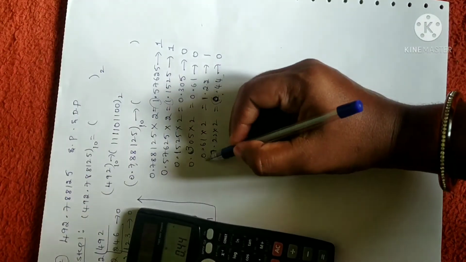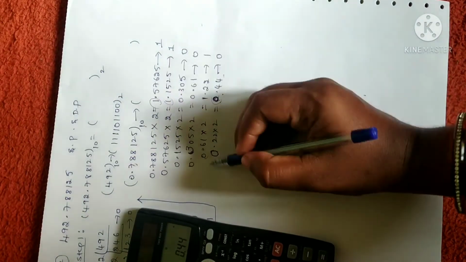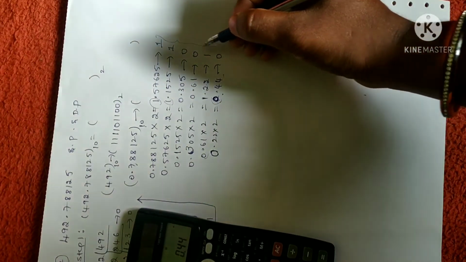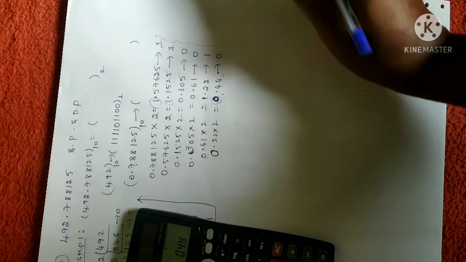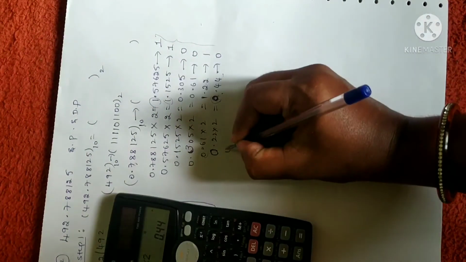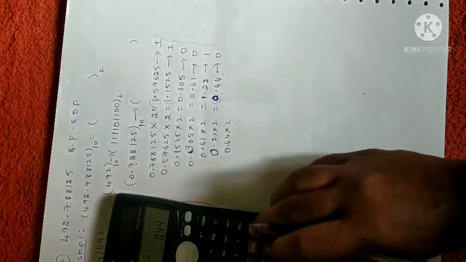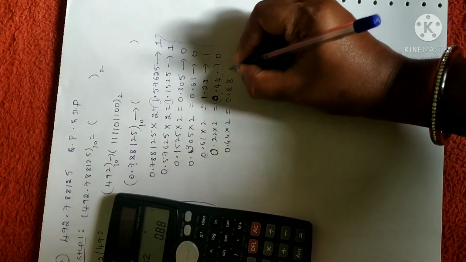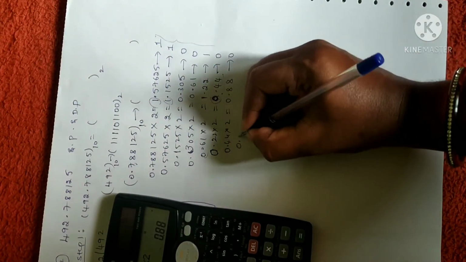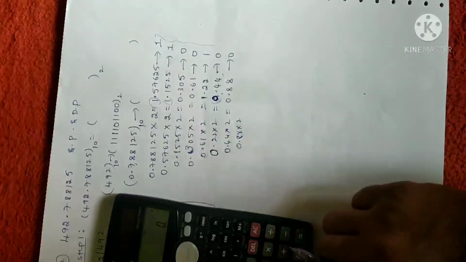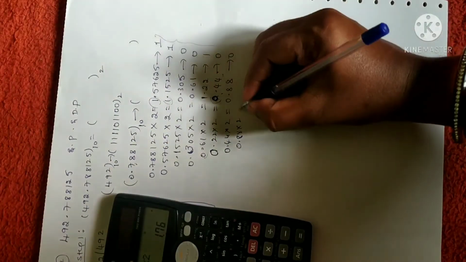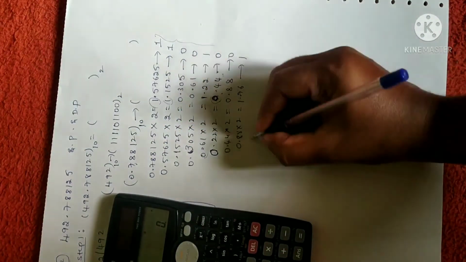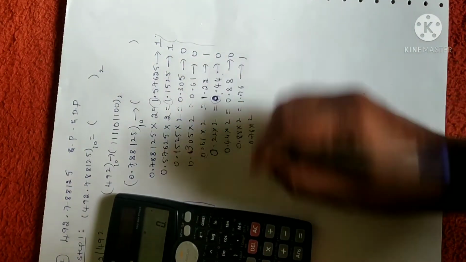Remember, if you take any value other than these, you will get a wrong answer. In this place you should get either 1 or 0. Apart from these values you are not going to get anything. Now let me write 0.44 here, multiply it by 2. 0.44 multiplied by 2, you will get 0.88. Remainder is 0. Again multiply by 2. 0.88 multiplied by 2, you will get 1.76. Remainder is 1.